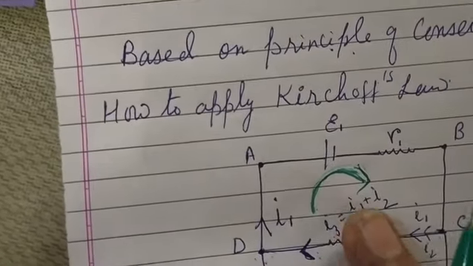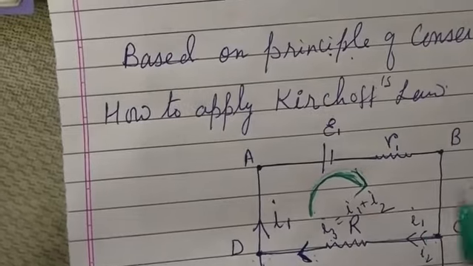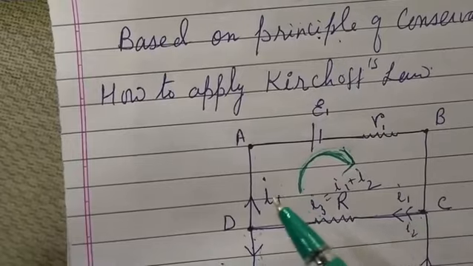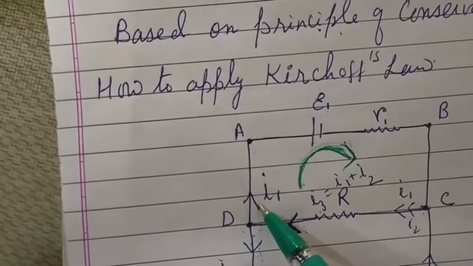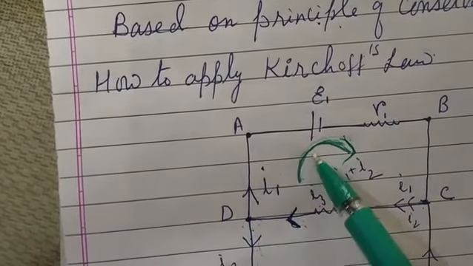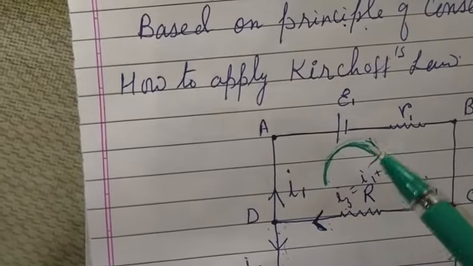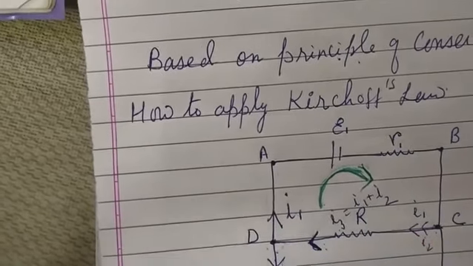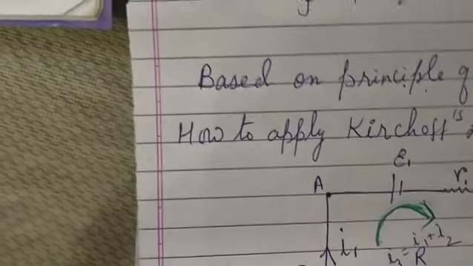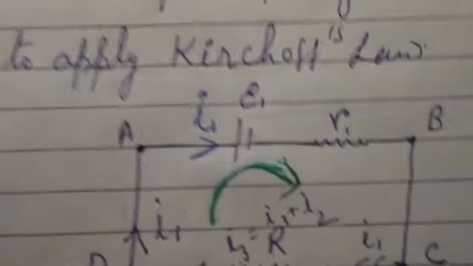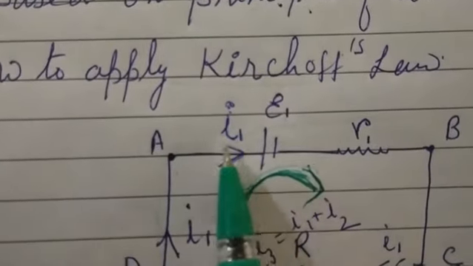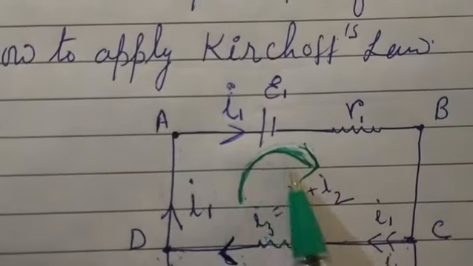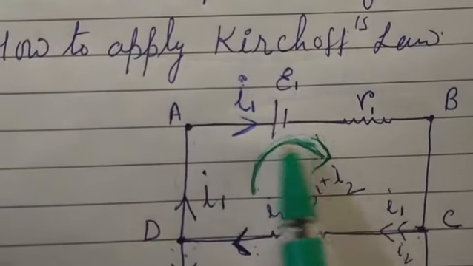The direction of calculation I have taken clockwise. You can take anti-clockwise also. Generally, take it so that the direction of the current and the direction of the calculation are the same. If you take it different, no problem, but generally the direction of the current and the direction of the calculation should be the same. That's why we have taken it clockwise. Both are in the same direction, clockwise.